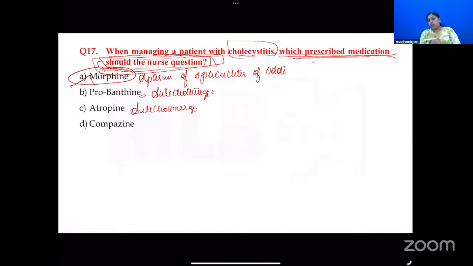What about Compazine? Compazine is an anti-emetic drug. Yes, very good.